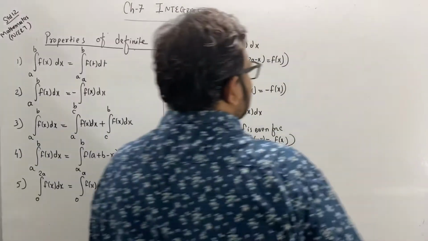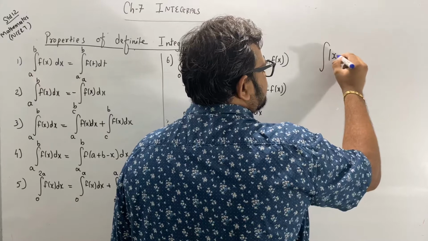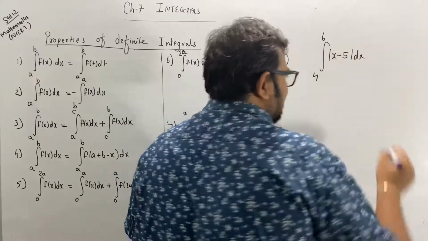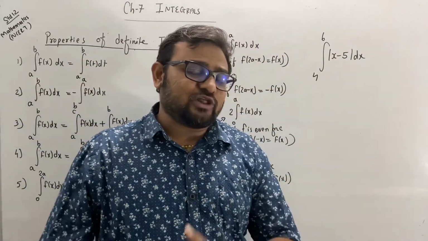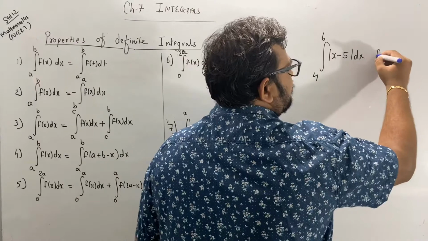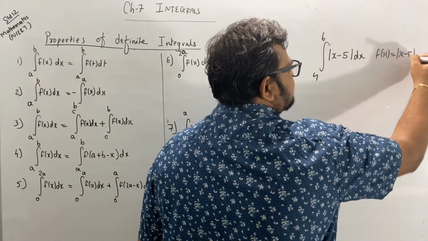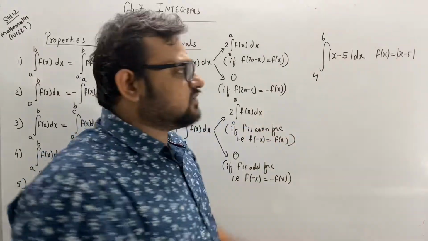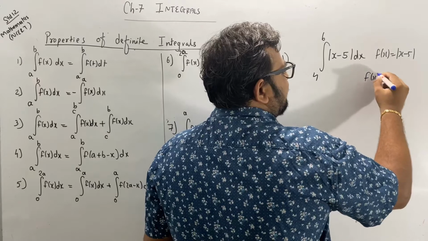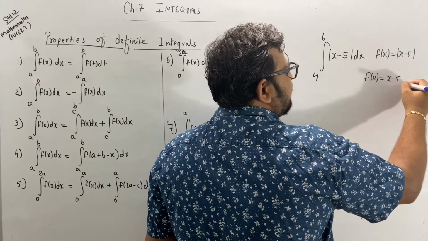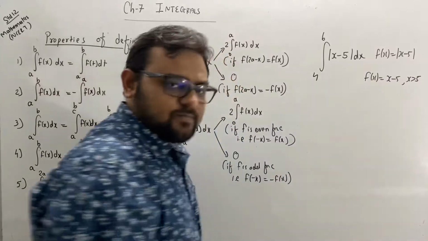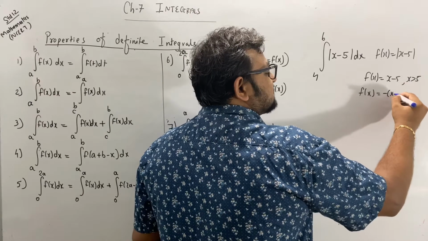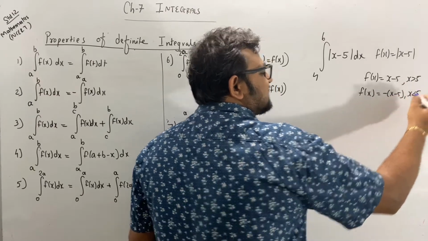okay, see, if there is a question like the integral of modulus of x minus 5 from 4 to 6 dx. Okay, now we know the modulus function. What is your function? f(x) is equal to modulus of x minus 5. Clear? So when I elaborate this function, then f(x) will be x minus 5 if x is greater than 5, and f(x) will be minus (x minus 5) if x is less than 5, right?